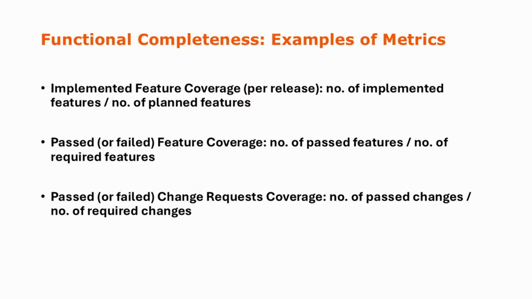Let's talk now about metrics for completeness. We use the release plan as a primary source for metrics. Examples of metrics are implemented feature coverage per release, that is the number of implemented features divided by the number of planned features. Pass or failed feature coverage, that is the number of passed features divided by the number of required features. Pass or failed change request coverage, this is the number of passed change requests divided by the number of required changes.